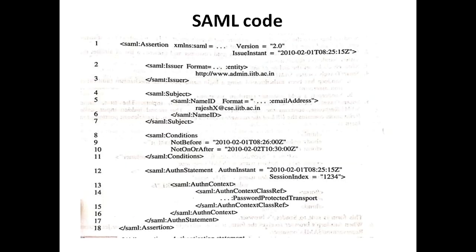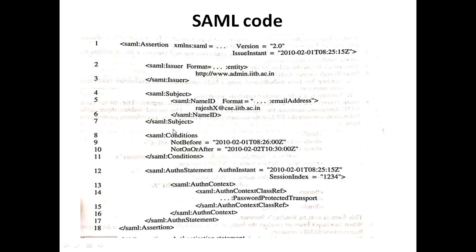Now this is an example, a sample SAML assertion. It is an authentication statement containing the identities of the issuer and principal. A URL is used to identify the issuer and an email address is used to identify the principal. Now if you see here, issuer, so here we have used a URL to identify the issuer, who is the issuer, what is his name, and so on.